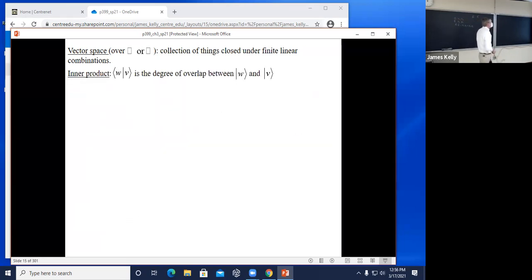Okay, so intuitively, hopefully you have the idea that an inner product is, in very loose terminology, the degree of overlap between two vectors, right? And in particular, if their inner product is 0, we say they're orthogonal. They don't overlap at all. In other words, one's projection onto the other one is 0 if they're orthogonal.